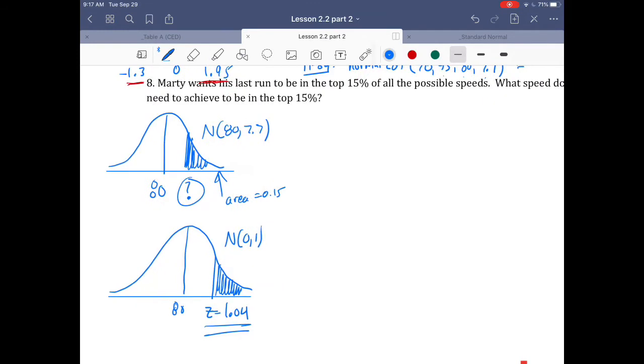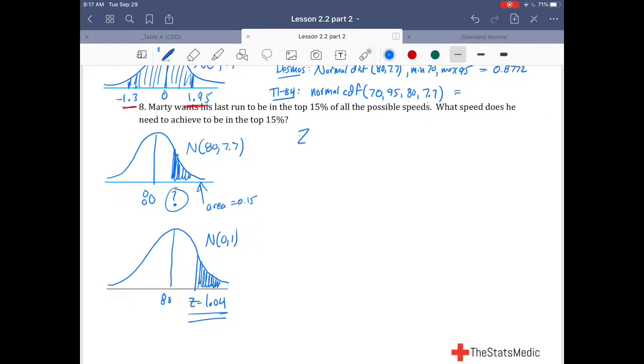And so now let's put it back in context. Remember that z is equal to the value minus the mean over the standard deviation. We know that z is 1.04. We want to actually find the x value that has that z-score. So a little bit of algebra is in store here, and what we get is 88.2 miles per hour.